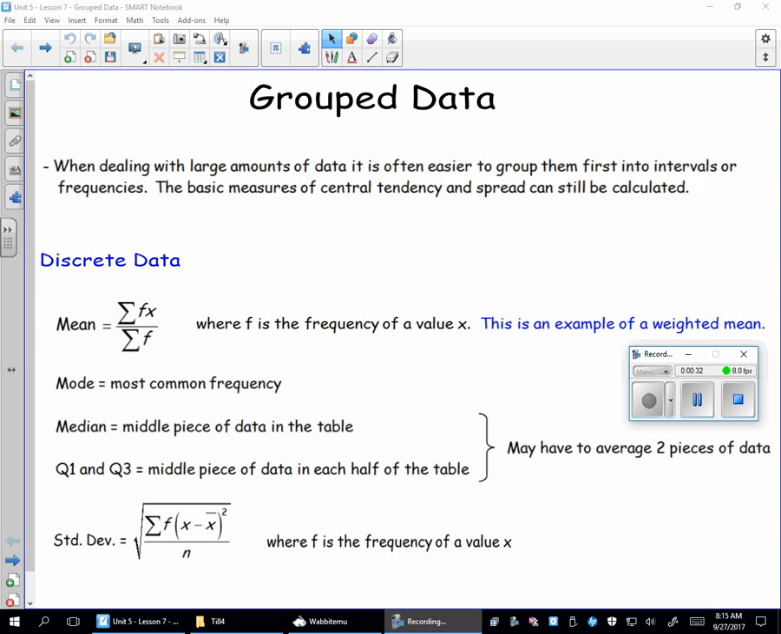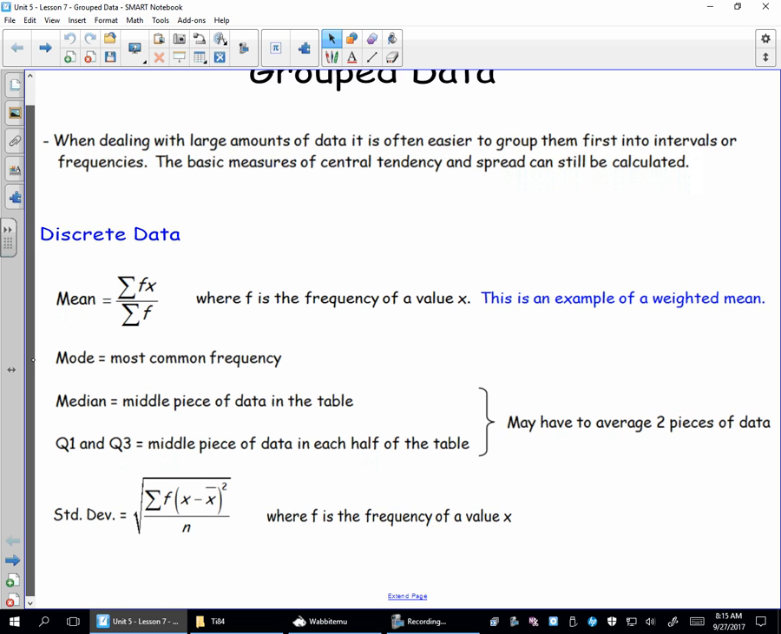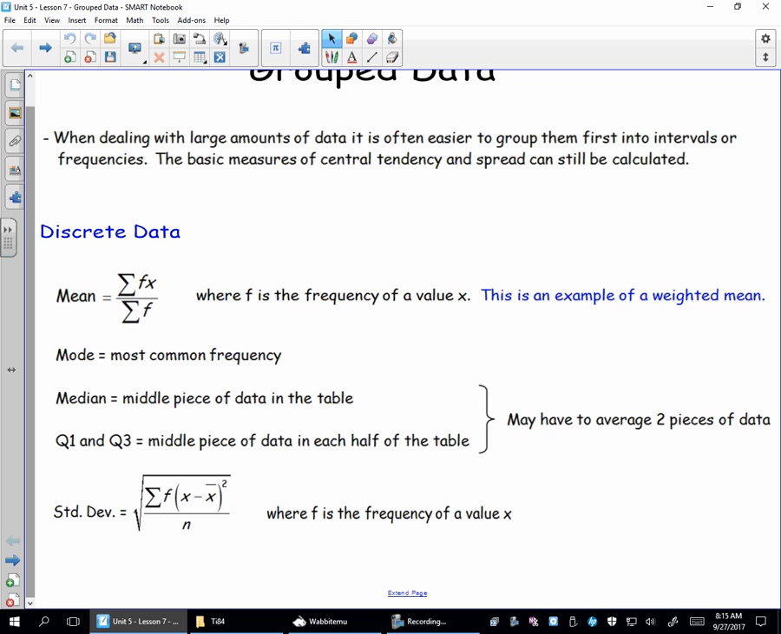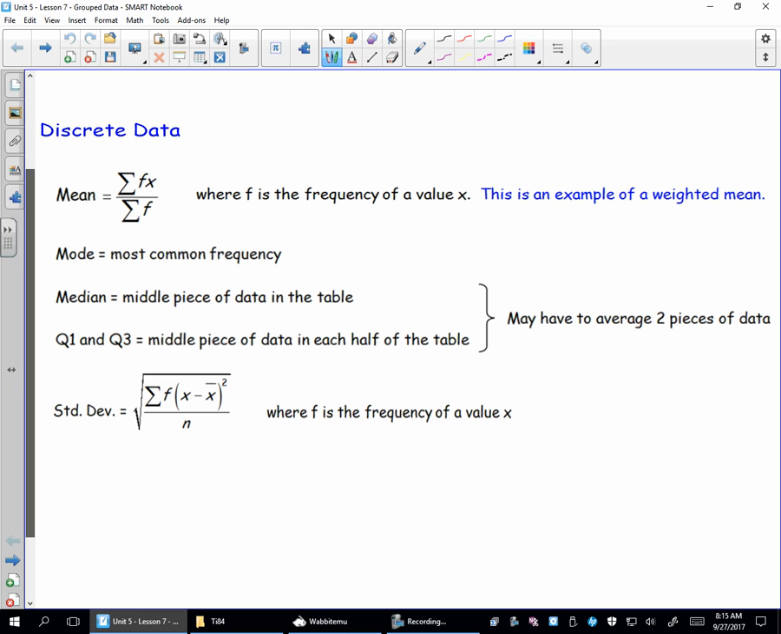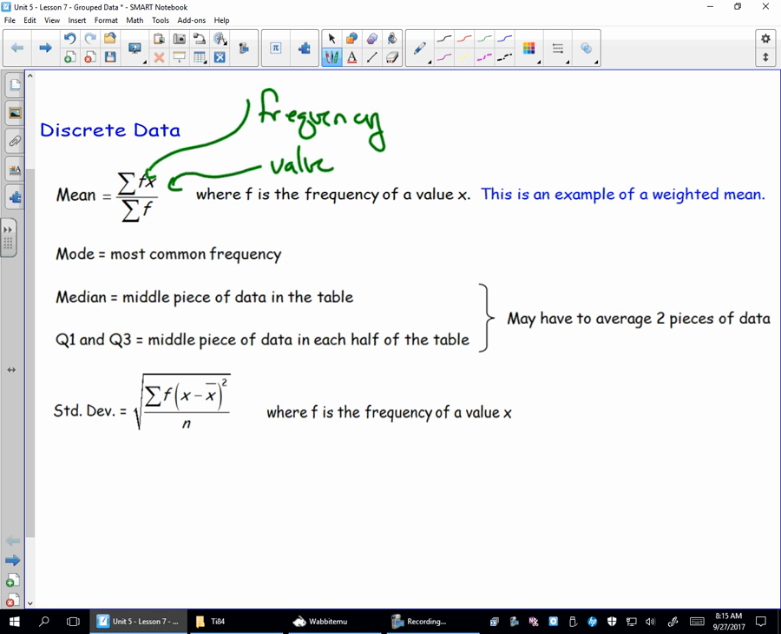So the first thing you need to ask yourself is, do I have discrete data or do I have continuous data? Because the way we approach it depends on the type of data that we have. Discrete data is actually kind of nice because you already know what the values are. It just happens to be more than one of them. So to calculate the mean for discrete data, we're going to take the frequency, how often something has occurred, and the value, and multiply them together. Kind of the same way we did weighted means. We're then going to divide by the sum of the frequencies.